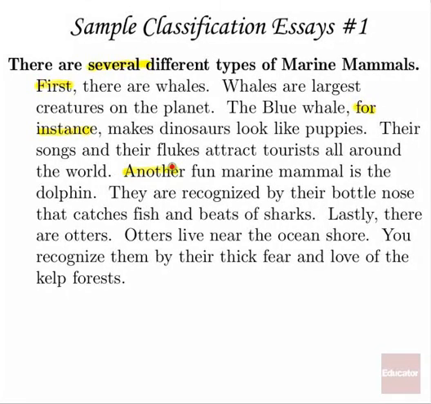Another fun marine mammal is the dolphin. They are recognized by their nose that catches fish and beats the sharks. Lastly, there are otters. Otters live near the ocean shore. You recognize them by their thick fur and love of kelp forests. All right, so I've highlighted some things here, and I'm giving you clues to a particular pattern of organization.